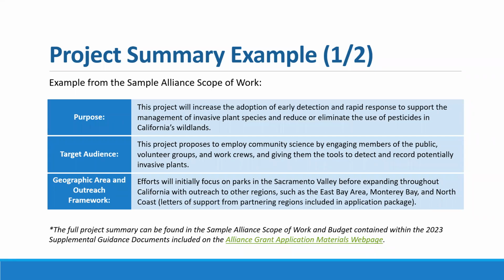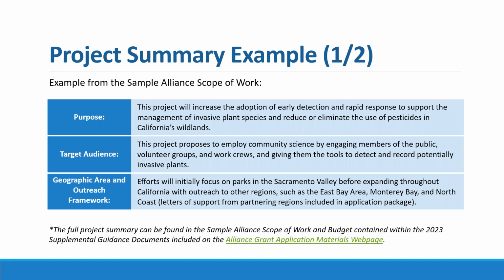All right, so let's move on to an example. This is an example from the sample Alliance scope of work, and we see various sections. In the sample document this is written in paragraph form. This document in full is available on our website, but here we've chunked it up and pulled out the relevant sections from the full-length text. So you can really see how different sentences from this summary relate to the various requirements of the project summary.